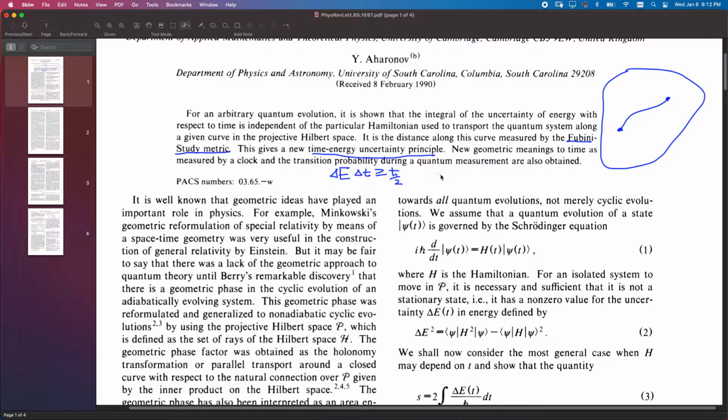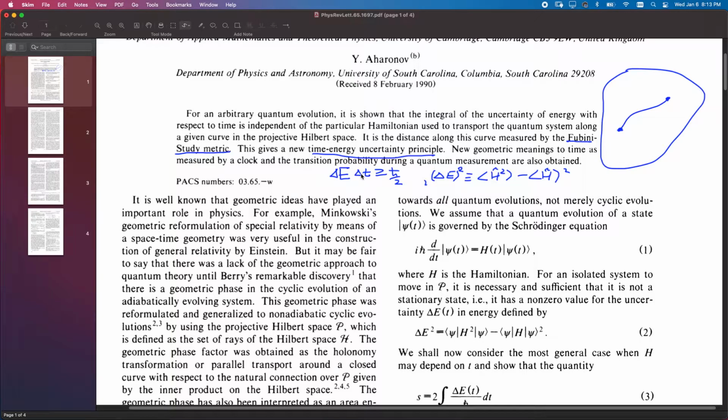And this, just to give some context, delta E squared is defined as the standard deviation in the normal way. So of course these averages are with some state psi, some wave function, and H is the Hamiltonian operator.